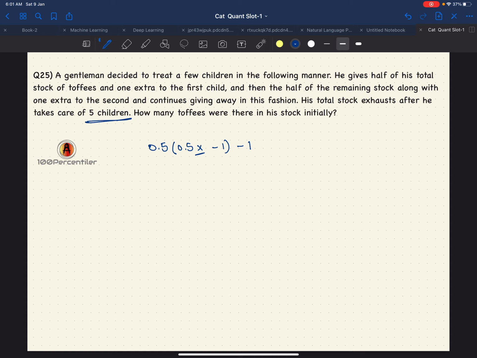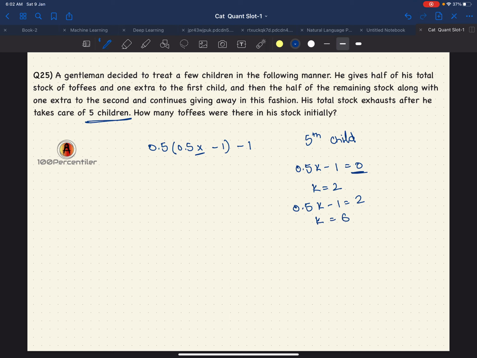So let's look at it from the backward point of view. Let's say for the 5th child, we know that 0.5k minus 1 is equal to 0 because he is exhausted after the 5th child, and therefore k will be equal to 2. Similarly, for the 4th child now, we get k equal to 6.